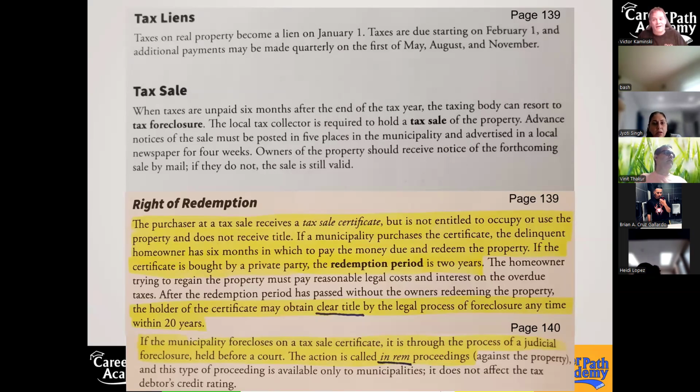How long does the person have to not pay their taxes? 6 months after the end of the year. Then the municipality will schedule a tax auction, which may be in a couple more months. So it could be close to a year behind already on their taxes. So when do you see properties that are falling into that category? Probably like May, June time? Well, yeah, whenever the municipality gets around to it.